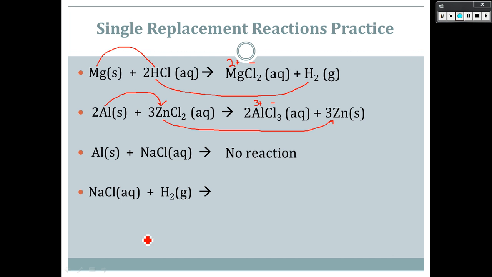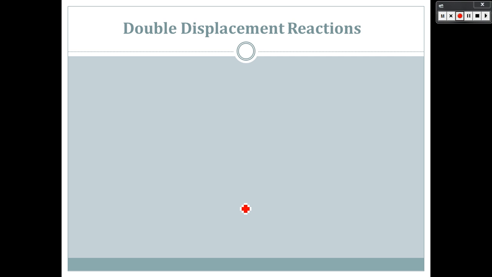And then again, sodium is way higher up on the reactivity series than hydrogen. So chlorine is way happier with sodium than with hydrogen, because sodium is a lot more attractive. So here again, we're going to find that there's no reaction. There are more of these in your book, so you can practice those if you want more, and we'll practice some more in class. So let's look now at double displacement reactions.